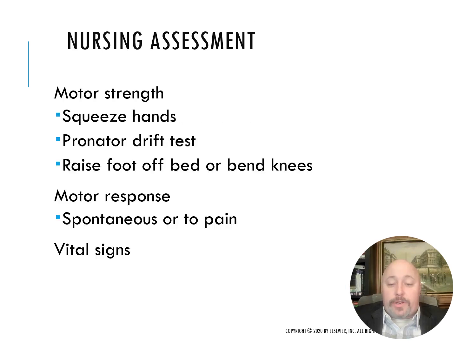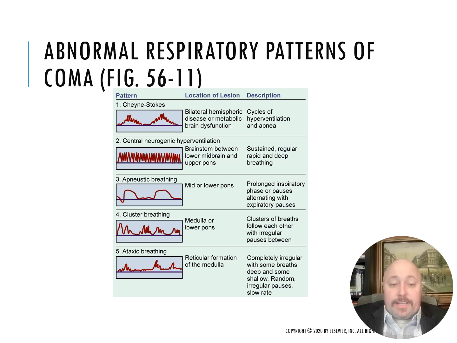Other assessments would include motor strength, which we'd accomplish with hand squeezing, pronator drift test, or raising the foot off the bed or bending the knees. We may also assess their motor response as spontaneous or to pain. Here in Figure 56-11, we have examples of abnormal respiratory patterns of a coma, with examples like Cheyne-Stokes, central neurologic hyperventilation, or cluster breathing.